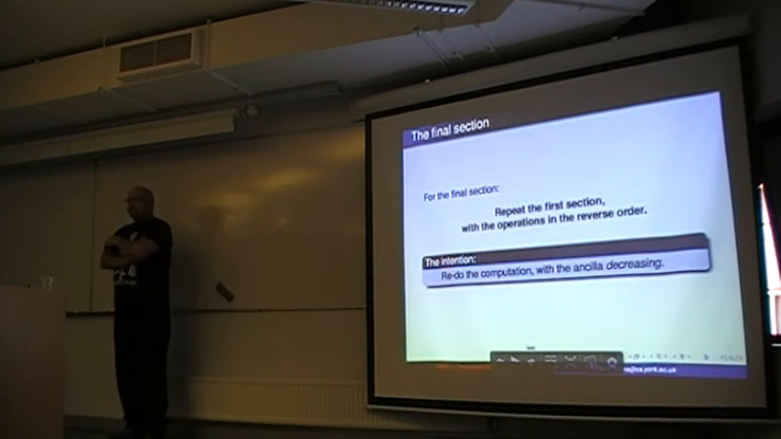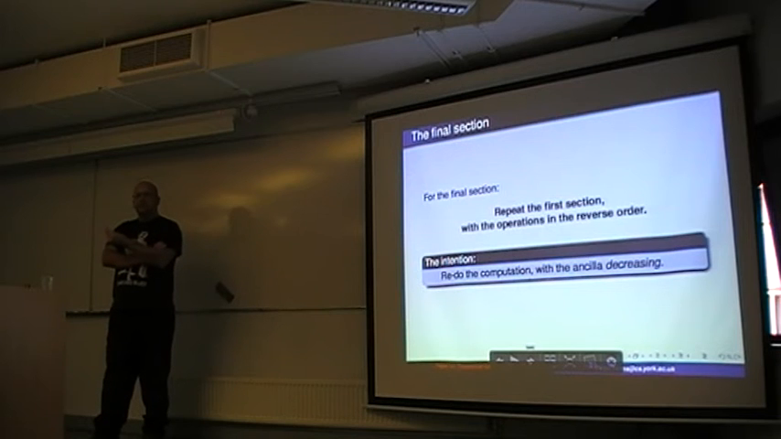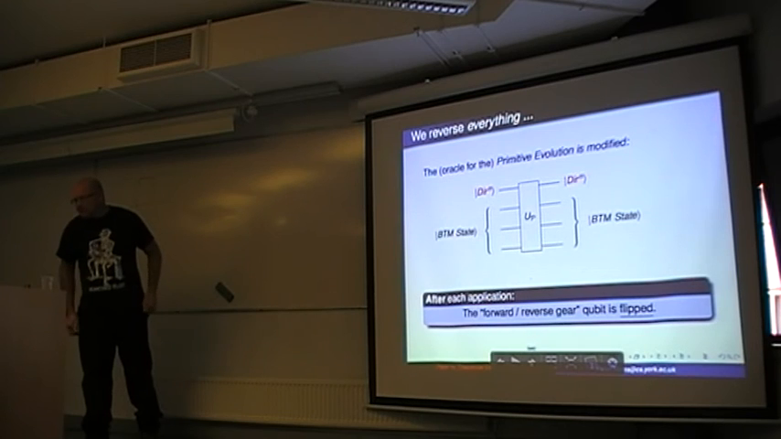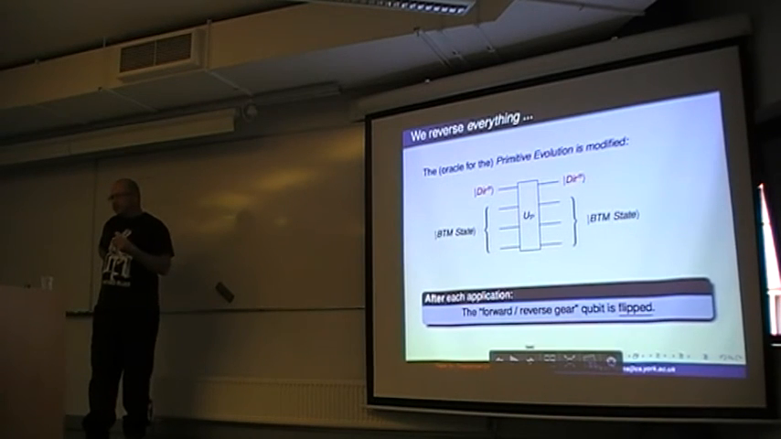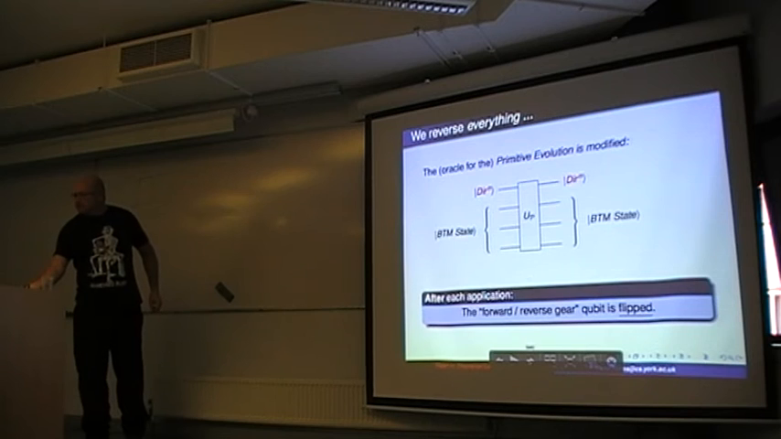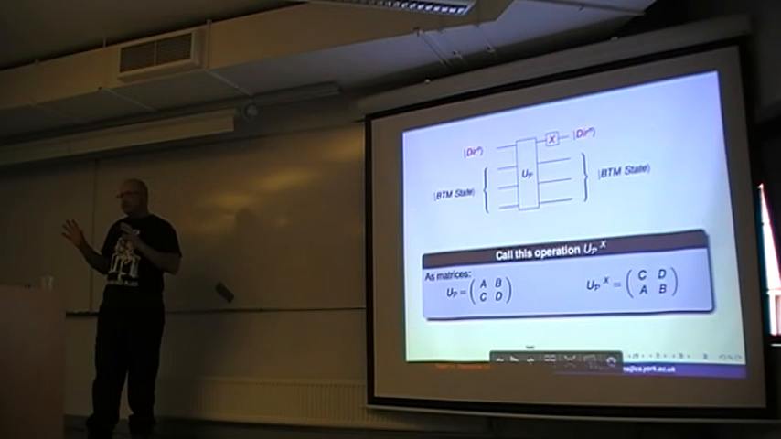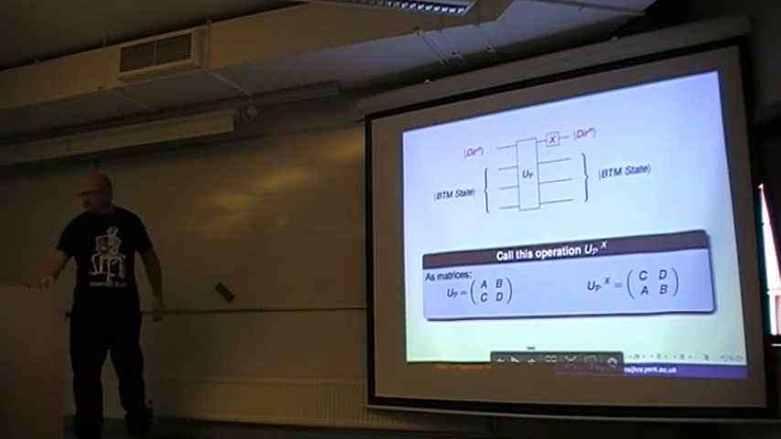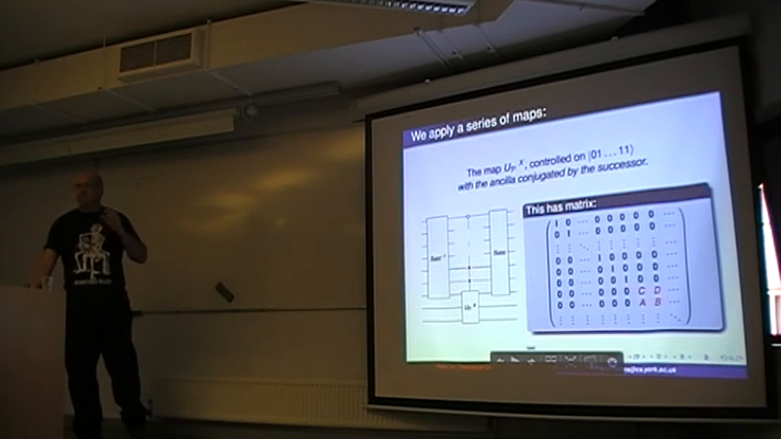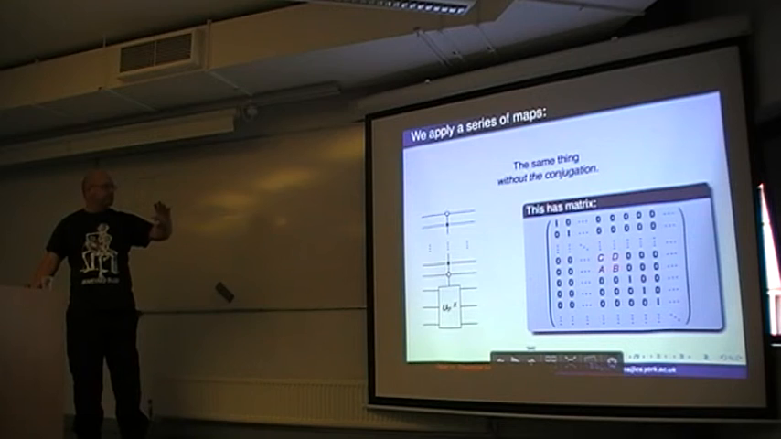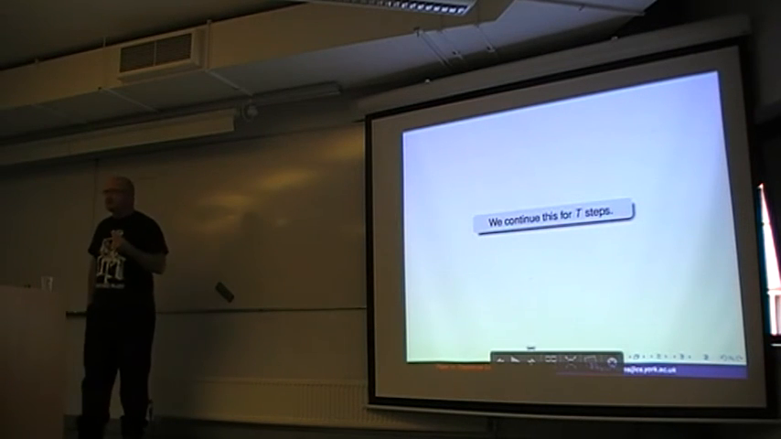The final thing we're going to do is repeat the first section, but with the operations in reverse order. The intention now is that we're going to redo our first computation with the ancilla decreasing this time. We can do this by modifying the oracle for the primitive evolution. We have an explicit matrix for it, which, as a circuit, is pretty simple. We've got the NOT afterwards rather than before. And instead of going down the diagonal here, we're moving back up the diagonal. And we're going to carry this on for two steps.